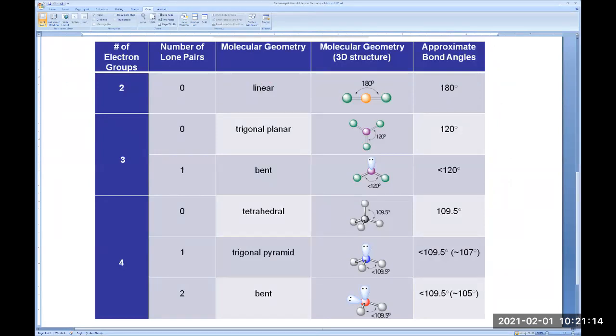Here we have the table, and we said we have 2 electron groups around the carbon. And so we will look at the first row here where you have 2 electron groups, 0 lone pair. And so it's a linear molecular geometry. And we can see here the 3 atoms are in a line, and there is an angle of 180 around the carbon in our case. So it's a line. So it's a linear molecular geometry.